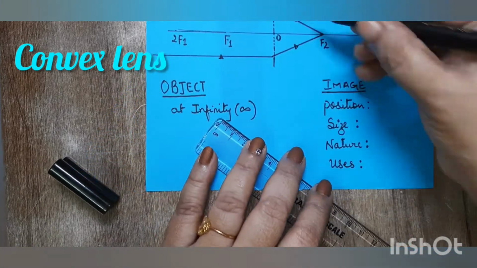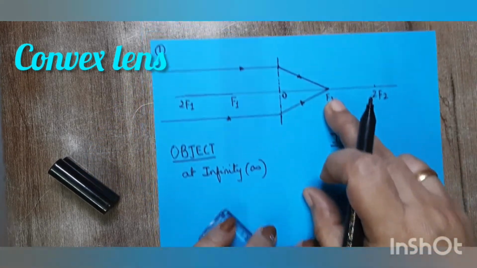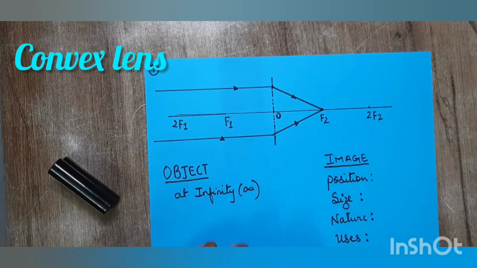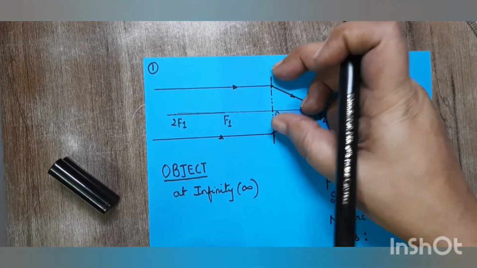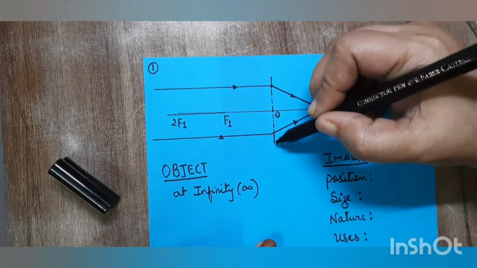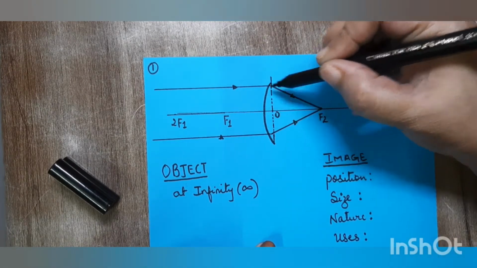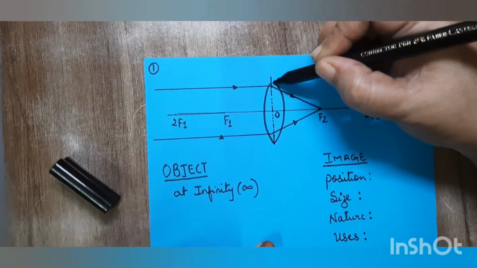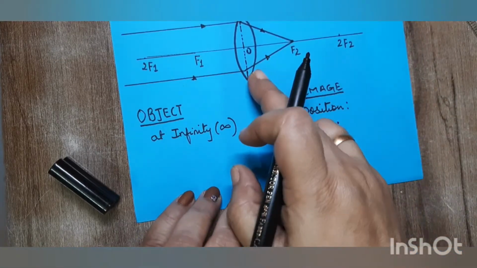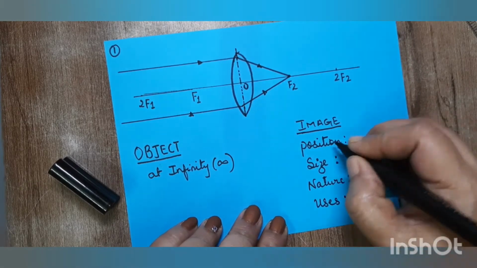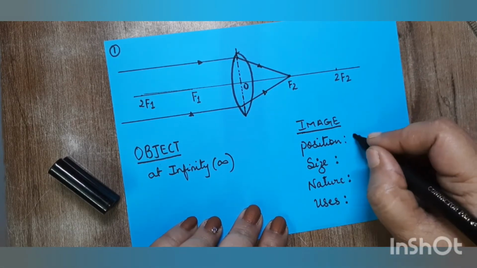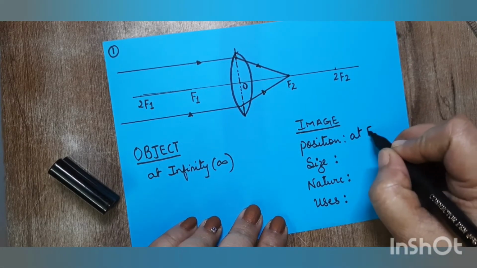Now after this, the point image is formed at F2. At this point, I have taken 1.5 and 1.5 above. Now after drawing the ray diagram, draw the lens. Do not forget to draw the lens here. Then write the image information, where the image position is at F2.